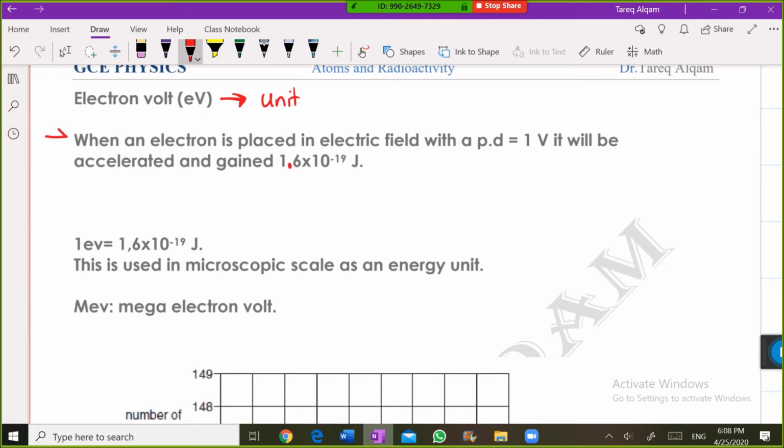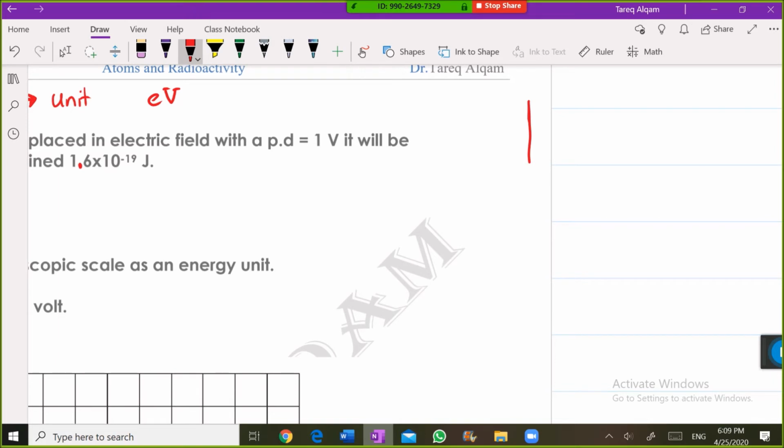Guys, again, electron volt is a unit for energy. It will be used for a molecular level or atomic level, like the energy of electrons, protons, nuclei, atoms, a beam of neutrons or something like this. Hello, what is the definition? If I place an electron, let me remind you by this.